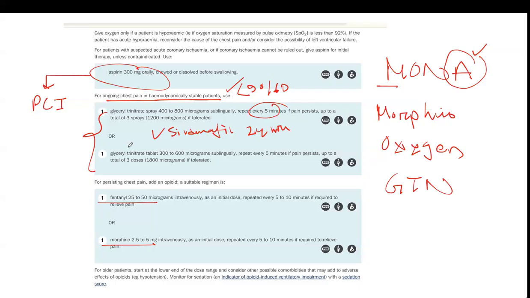Even after giving the nitrate, if there is still persistent chest pain, then you choose either intravenous fentanyl or intravenous morphine. What about oxygen? See this one, give oxygen only if a patient is hypoxic. So if oxygen saturation is less than 92%, that is the only time we would need to provide oxygen to this patient. Not every MI patient will need oxygen.